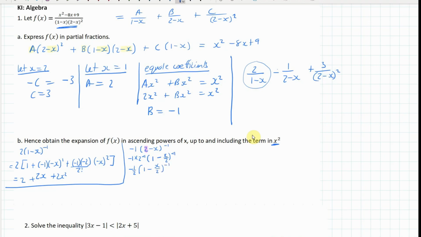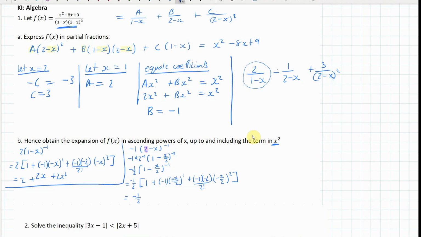So we're just going to expand that now, and that's like negative 1 over 2 square bracket 1 plus, and then we go the power, negative 1, times the second term to the power of 1, and then plus negative 1 times negative 2 all over 2 factorial, and then times negative x over 2 all squared. Now, when we expand that out, we're going to get negative 1/2.